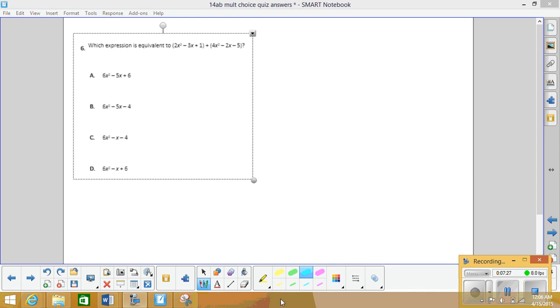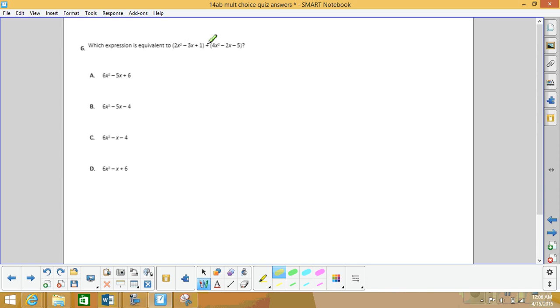Question number 6. Which of these expressions is equivalent to this? First of all, we're adding. Okay, so that's going to make our lives a little bit easier. 2x squared plus 4x squared make 6x squared. And so far, 6x squared is given to us in all these. Then we've got negative 3x, and we've got minus 2x. So they both have negative numbers, so that means that they're all going to be negative. All of these are negative.